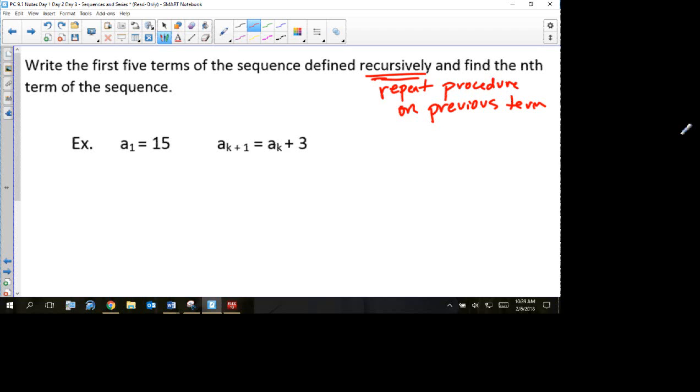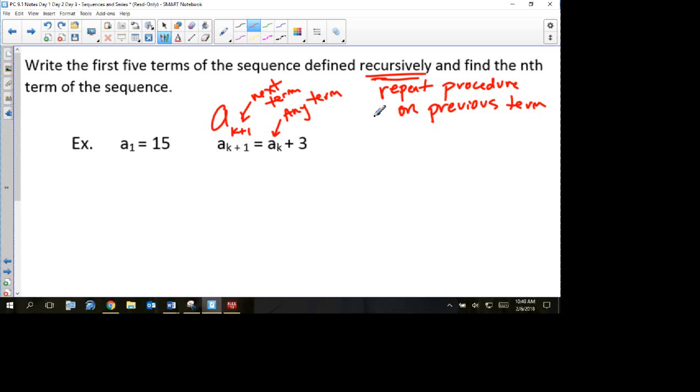So this says our first term is 15. Over here, this says a sub k plus 1, where the k plus 1 is all in the bottom. It's kind of hard to tell. And then this is a sub k. This means any term, or it means the previous term. And this right here means the next term. So what am I doing to any term to get the next term?